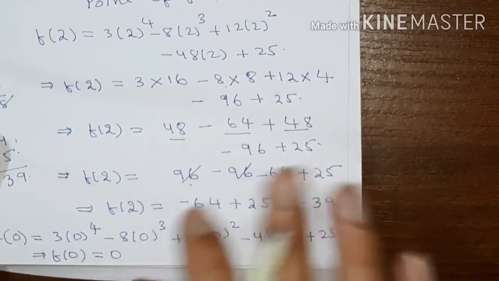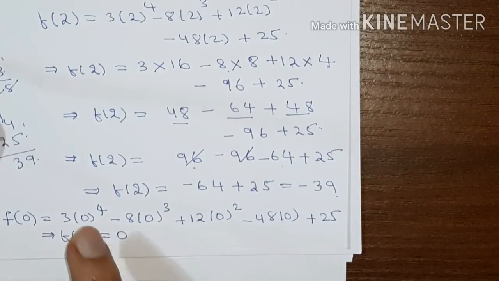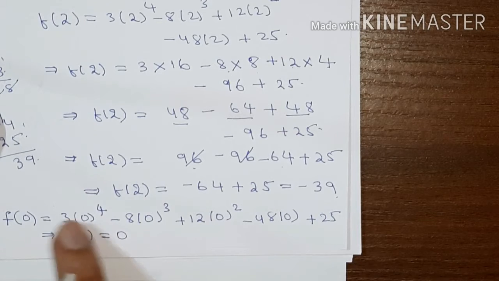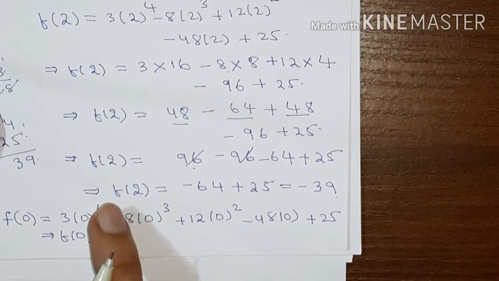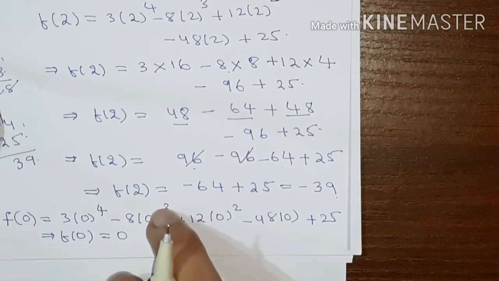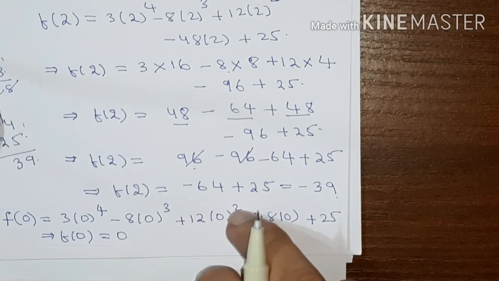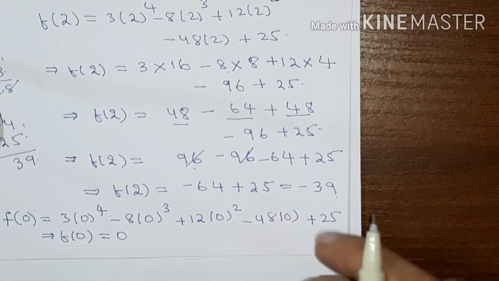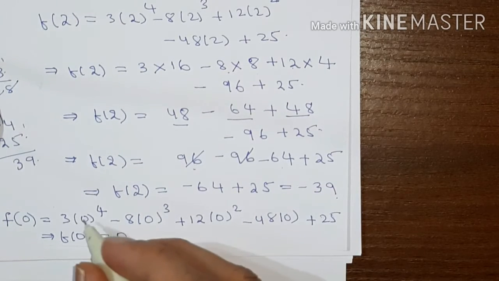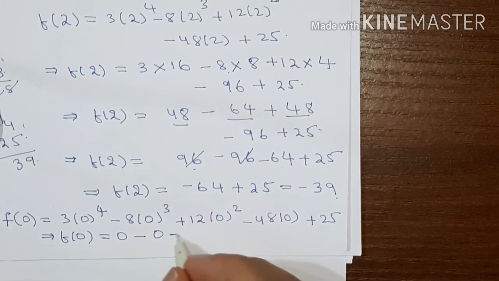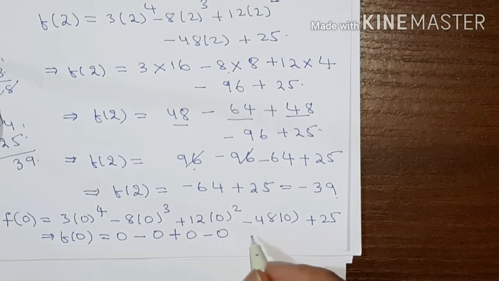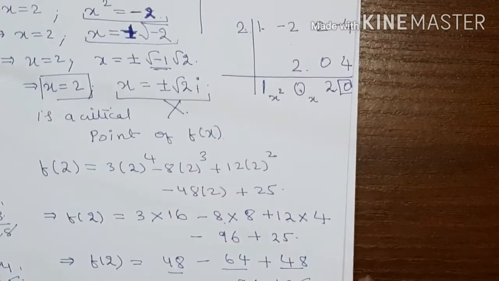Okay, see, f of 0 is nothing but just substituting x in the function as 0. So 3 times 0 raised to 4 minus 8 times 0 raised to 3 plus 12 times 0 raised to 2 minus 48 times 0 plus 25. So this is 0 minus 0 plus 0 minus 0 plus 25, which is nothing but 25, right? Now that is the value at the first endpoint.